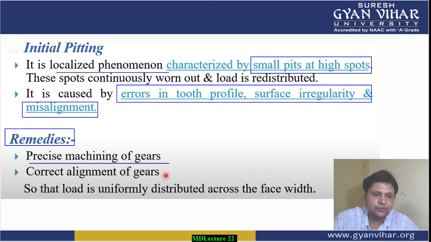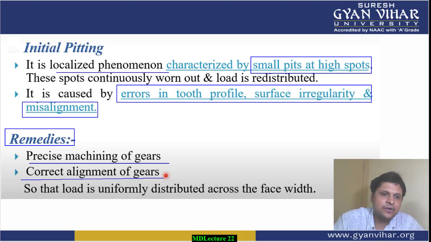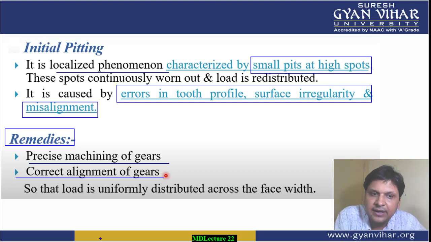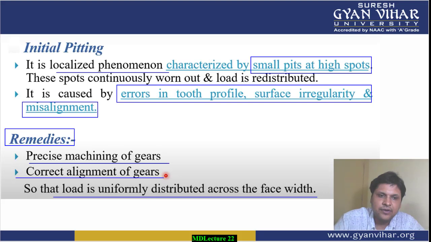Then there should always be correct alignment of gears. If there is misalignment, abrupt forces will act on the tooth of the gear. So there should always be correct alignment of the gears, so that the load is uniformly distributed across the face width. If there is precise machining and correct alignment, there will always be uniform distribution of load across the face width.